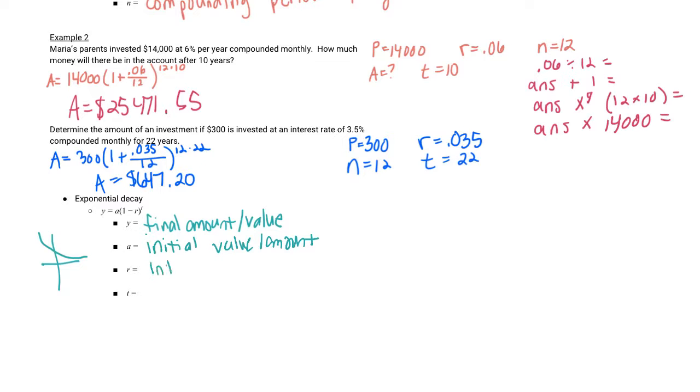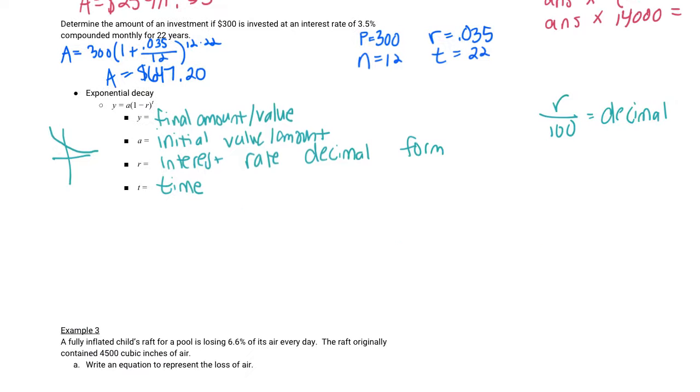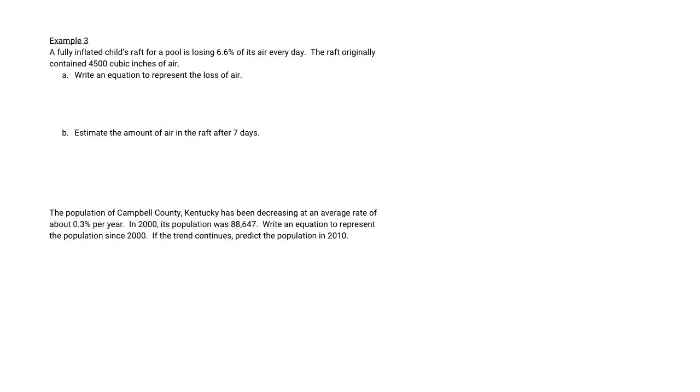R is your interest rate, again as a decimal. One thing I failed to mention, if you can't remember the two places your decimal moves to the left, you can always divide it by 100, and that'll give you the decimal form. Either one of those works. T is time. With exponential growth and exponential decay, we don't care about the unit of time. With compounding interest, we absolutely do. All right, let's do a couple of these, and then you'll be off to your own devices.